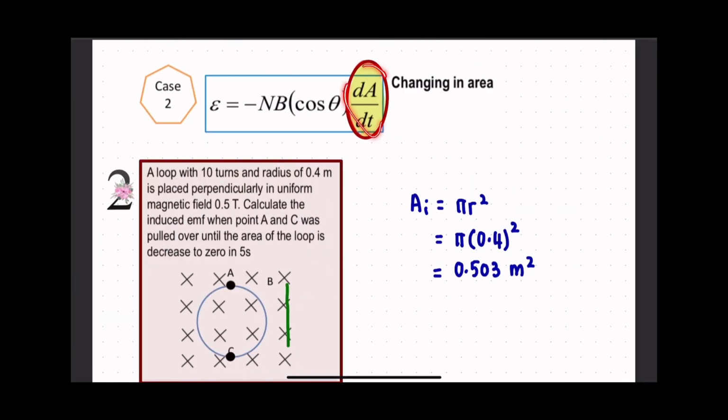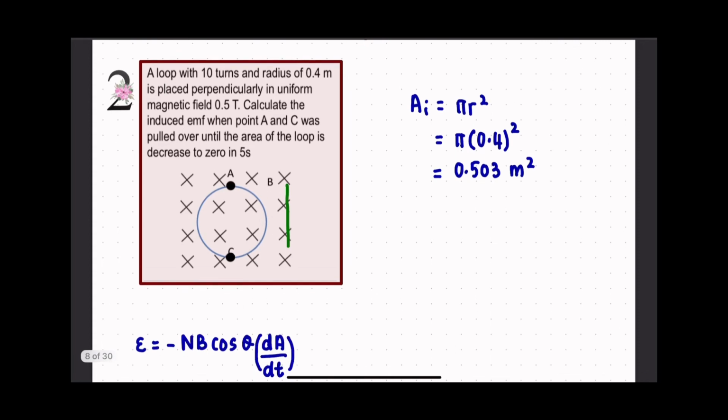The second case is the changing in area. So we have a loop with 10 turns and radius of 0.4 meter placed perpendicularly in a uniform magnetic field of 0.5 Tesla. Calculate the induced EMF when points A and C are pulled until the area of the loop is decreased to 0 in 5 seconds. It means they pull out here, until the shape becomes like this. So we want to calculate from this area to this area.